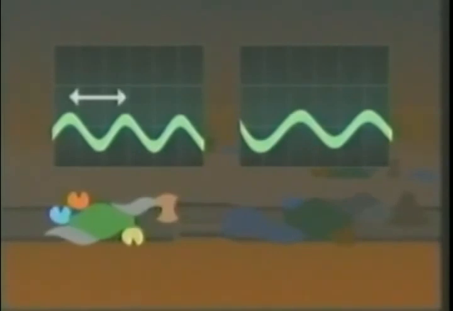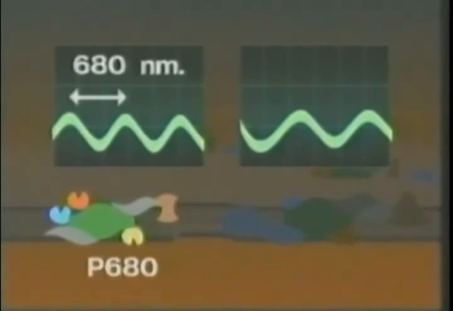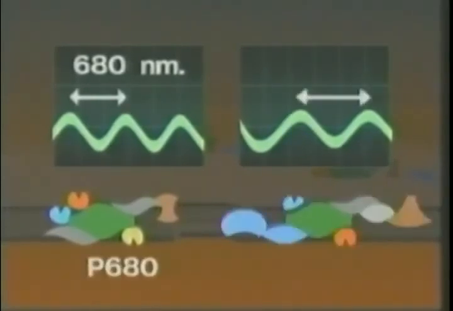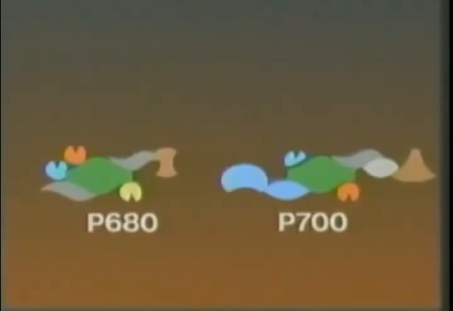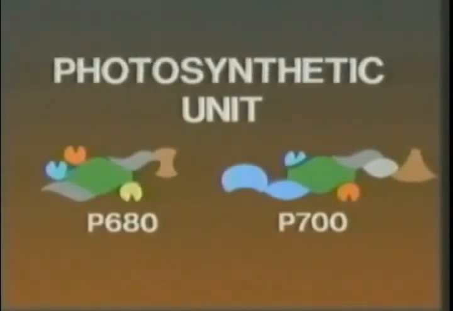For one, the average wavelength happens to be 680 nanometers, so it's called photosystem 680, or P680 for short. For the other photosystem, the average wavelength is 700 nanometers, so it's called photosystem 700, or P700. Both photosystems are needed to complete the light reaction. They occur in pairs within the thylakoid membranes, one P700 for each P680, forming what are called photosynthetic units. So, the photosynthetic unit is thought of as the actual physical unit that carries out the light reaction.